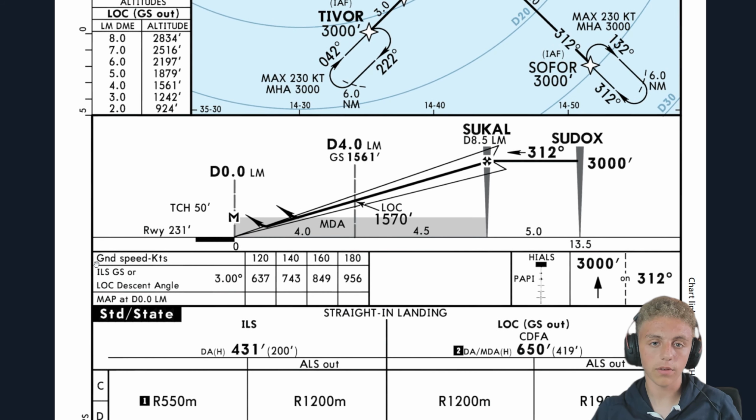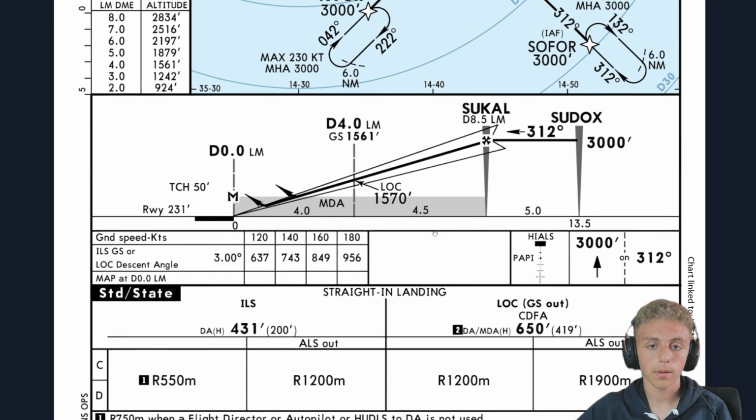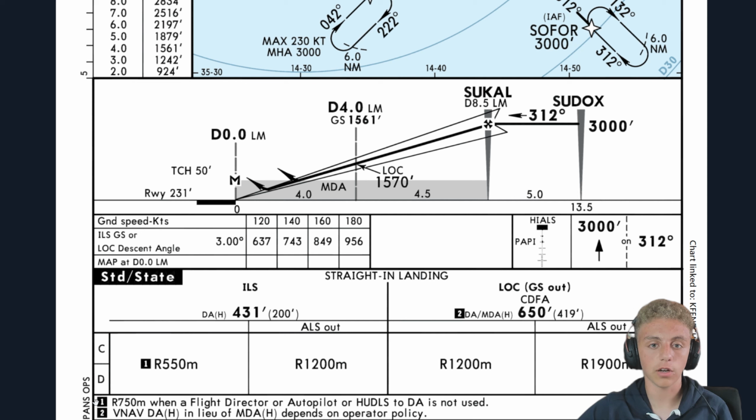Down here, you have your ground speed and how fast you need to descend depending on your ground speed. So if you're at 120 knots ground speed, you have to descend at 637 feet per minute. 140, 743 feet per minute. And it just goes on and on. Here it shows you what runway lightings there are, high intensity lights and PAPI lights. Not only those; if you want to see everything, you should go back to the takeoff minimums page and the airport information page. And over here we have something similar to the takeoff minimums.